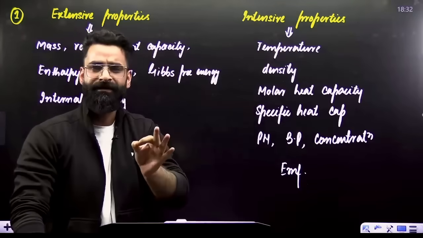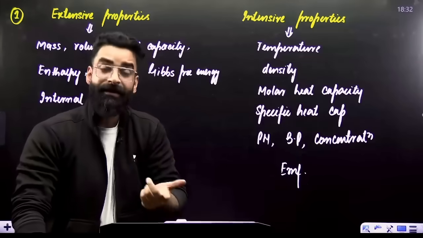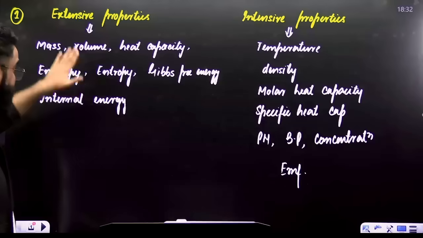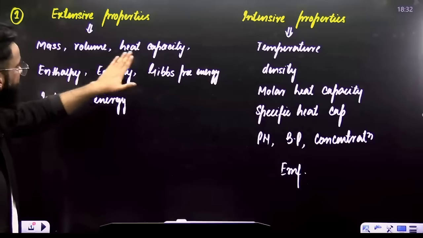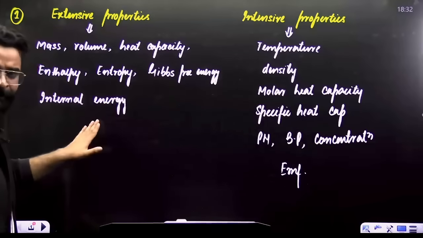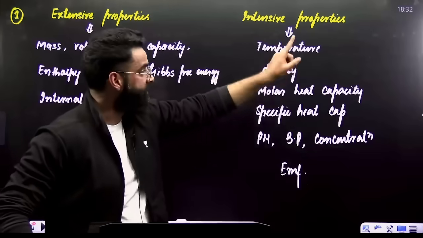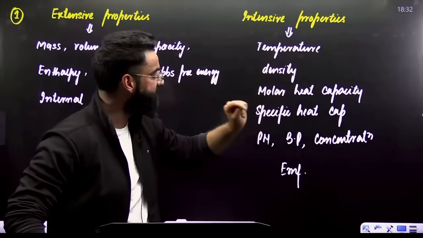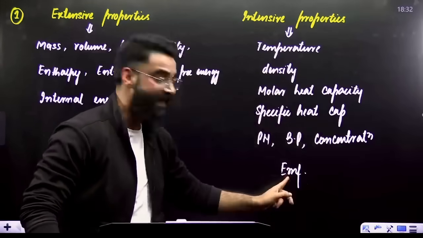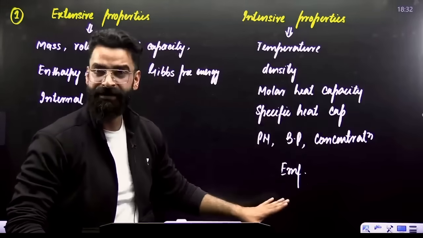They'll give you the question, right? They'll give you 2-3 examples wherein you have to identify whether it is the extensive property or intensive property. So remember these examples: extensive properties, mass, volume, heat capacity, enthalpy, entropy, Gibbs free energy, internal energy. These are the most common examples of extensive properties. Similarly, intensive properties: temperature, density, molar heat capacity, specific heat capacity, pH, boiling point, concentration, as well as EMF of the cell. These are the examples of your intensive properties, right?